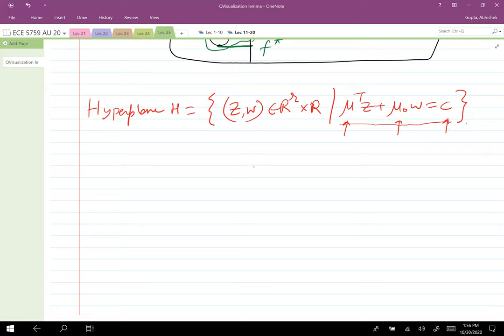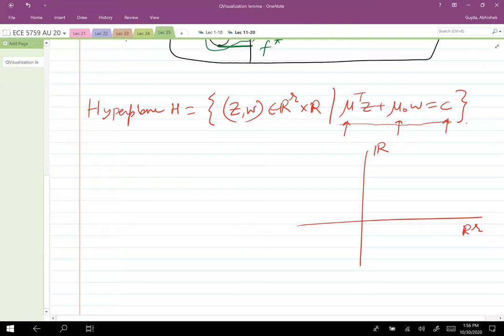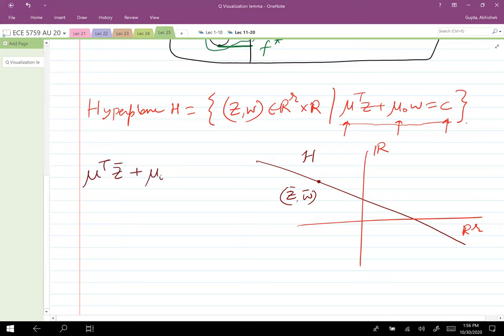Okay, so this hyperplane, this is my R^m, this is my R, this is my hyperplane H. Now, if I pick a point here, let's say I pick a point (z bar, w bar) on this hyperplane, I can plug the value into this expression for the hyperplane and I get mu transpose z bar plus mu naught w bar equals c. Okay, so I get the value of c exactly as a function of z bar and w bar and the parameters that define the hyperplane, which are mu transpose and mu naught.